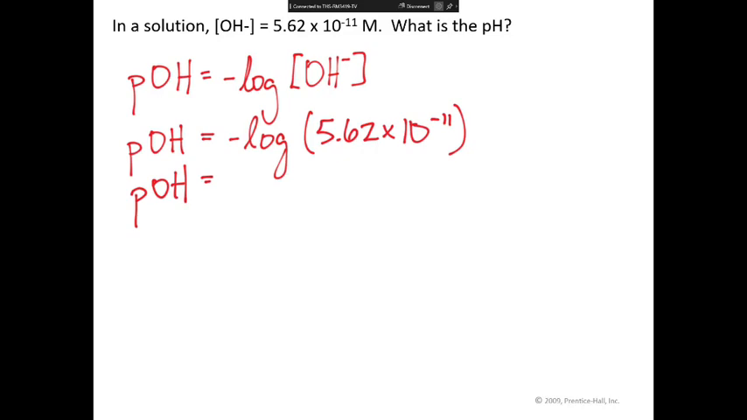If anybody's getting different numbers than what we get when you type this in, let me know because I can make sure you're finding the right log button on your calculator and all that. I know it's got to be around 11. MK, what did you get for the POH? Good, 10.3.